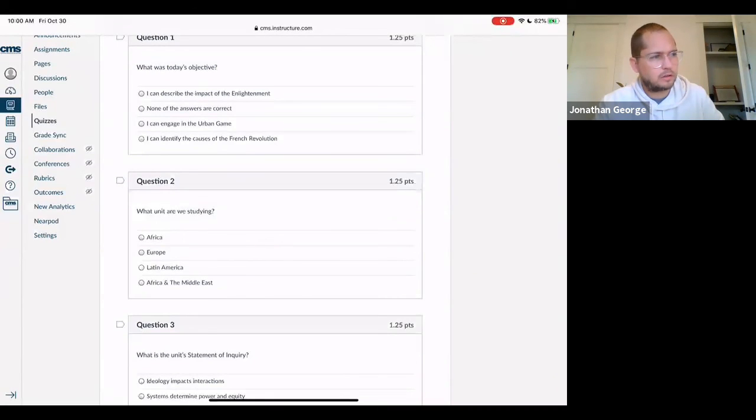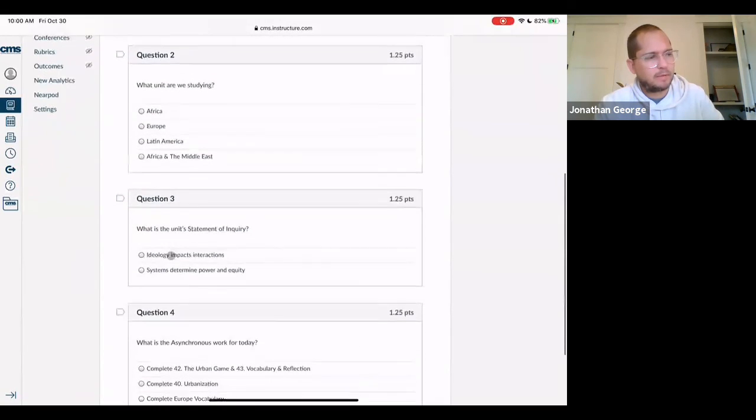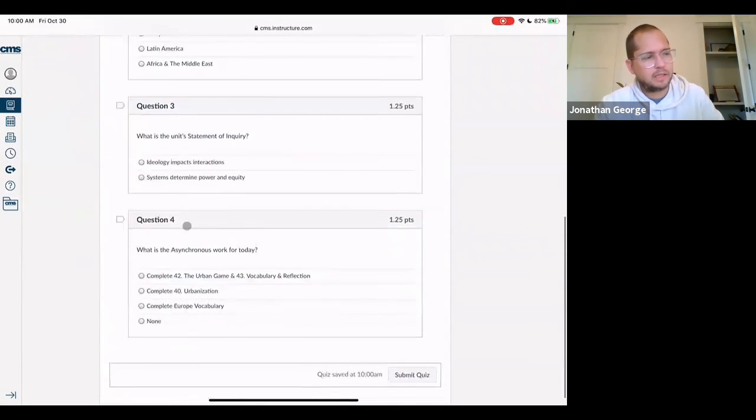Oh, y'all choose the objective is a little bit different. Choose the third one on mine. Don't choose the third one on yours if it's different. I can engage in the urban game. All right. Choose that one. What unit are we studying? Please get that right. What's the statement of inquiry? Please get that right. And then asynchronous work.